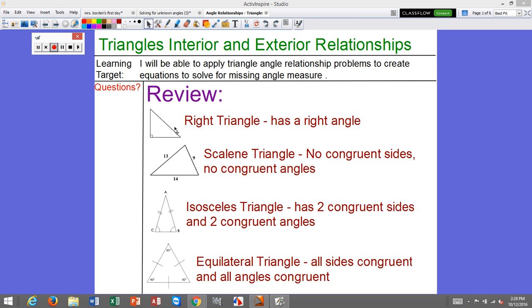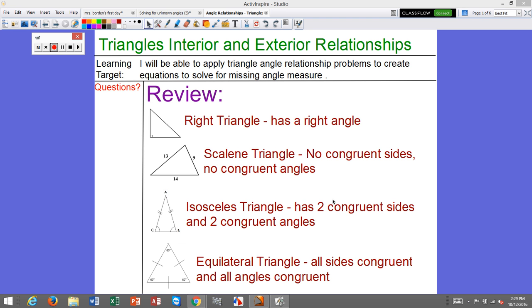Alright students, today we're going to talk about triangles and how their interior and exterior relationships help us find missing angle measures. So first we need to review all of the different triangles. We know a right triangle has one right 90-degree angle. Scalene triangles are triangles that have no congruent sides and no congruent angles. So all three sides would be different measures, which would make all three interior angles a different size.